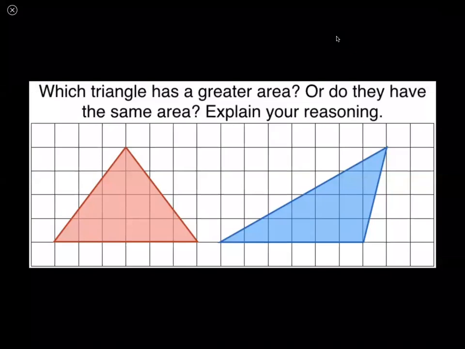Okay, our last example here that we're going to look at, and then I'll let you go for the day and you can start your homework, is which triangle has a greater area? Or do they have the same area? Explain your reasoning. So I have 2 very different triangles here, the red and the blue. The red is obviously got congruent sides, whereas the blue does not have congruent sides. They're different lengths and they are slanted differently as well.